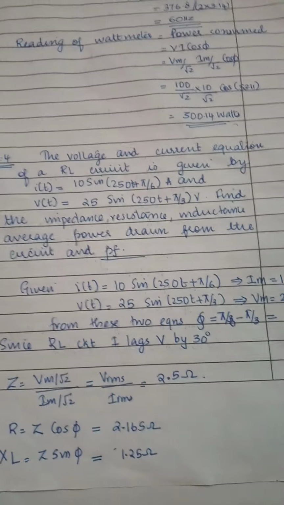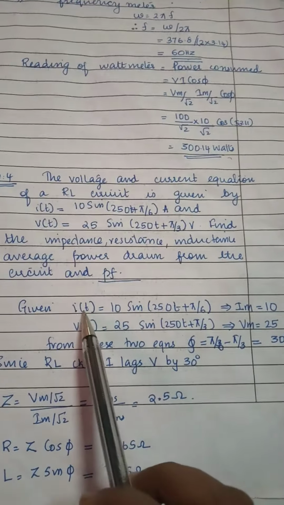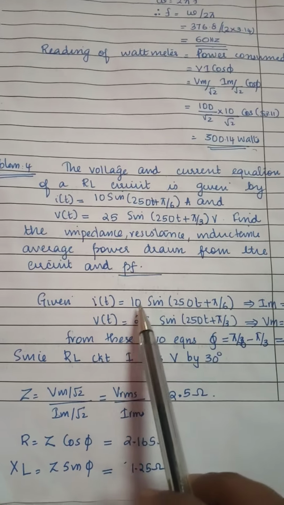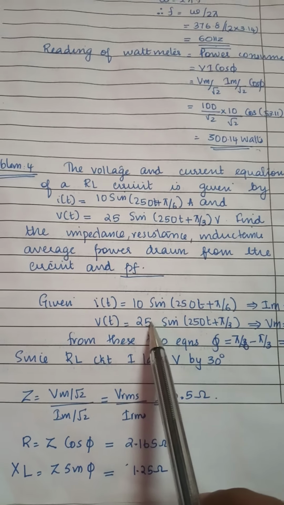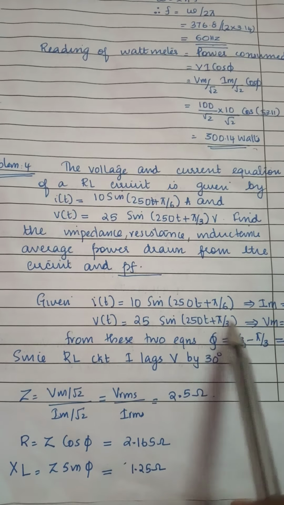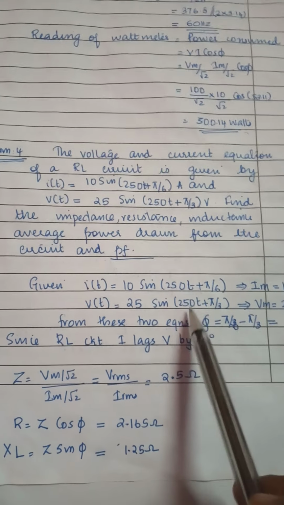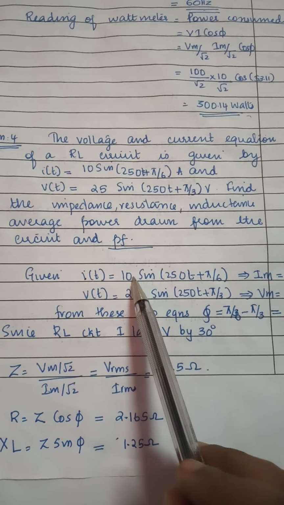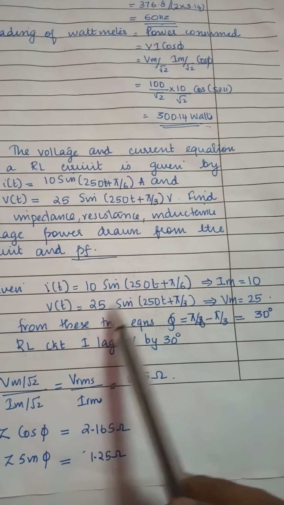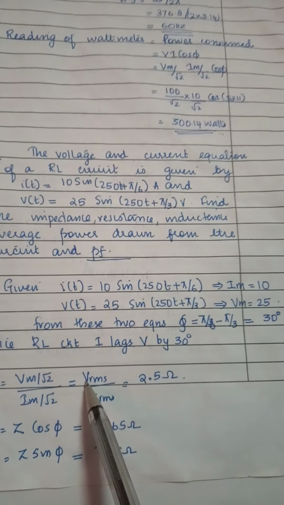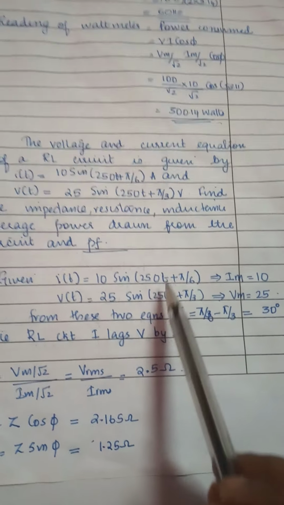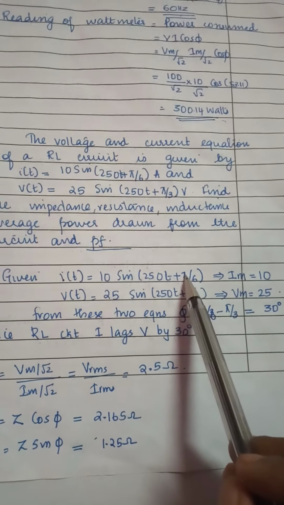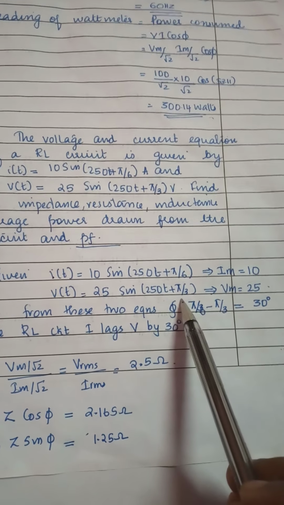Okay. From this, see these two equations, the current equation 10 sin (250 t plus pi by 6), then the voltage equation 25 sin (250 t plus pi by 3). This is the omega t term. So from this it is clear omega equal to 250. This is the maximum value of current Im, that is 10, and Vm, that is 25. We're comparing with the standard equation. And by seeing these two equations, we know the phase difference between voltage and current. Here it is pi by 6, that is 30 degree. Here this is pi by 3, that is 60 degree.